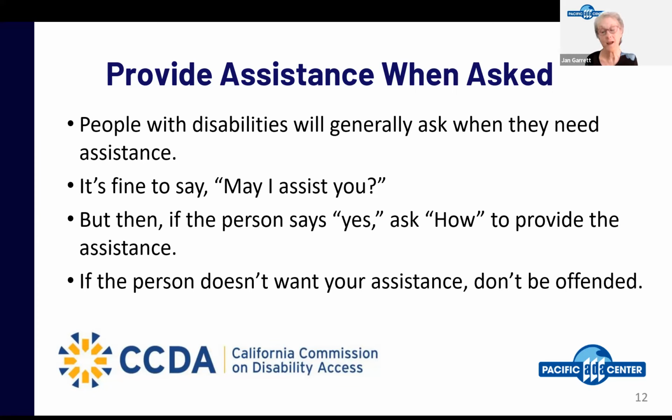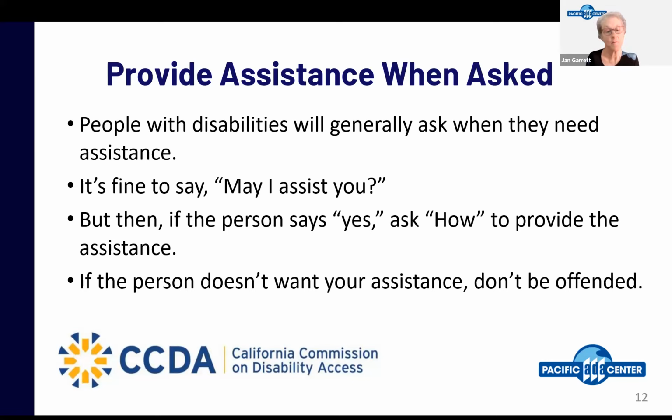Because you may not really understand how, even though you think you understand, the person will be able to tell you much better how is best to assist them. And so always ask, and if it's a yes answer, then say, how may I assist you? But then if the person does not want your assistance, don't be offended by that.